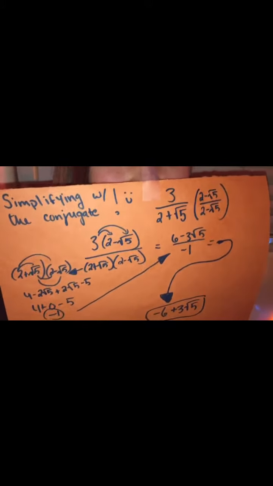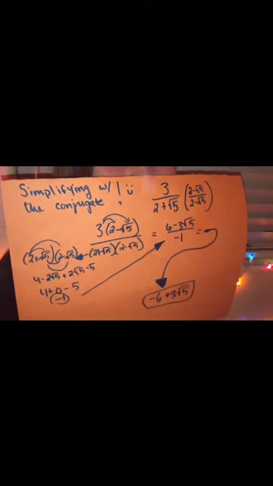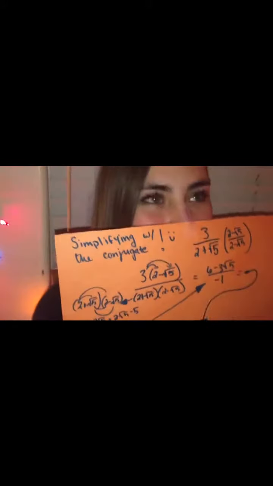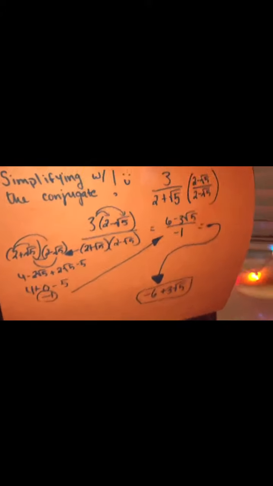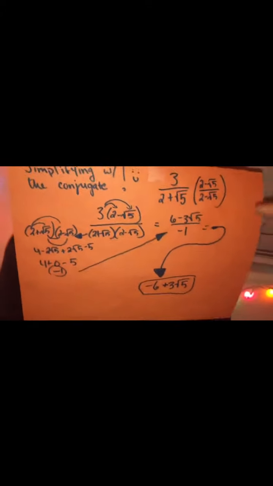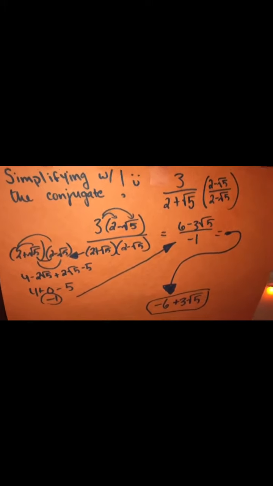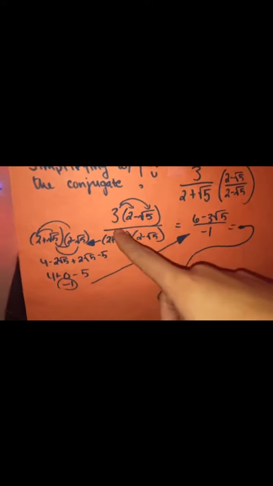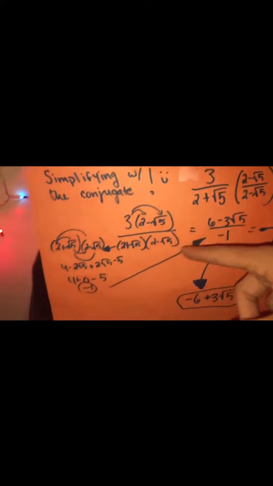Alright, simplify with the conjugate. So you have your problem: 3 over 2 plus square root of 5. So you have to multiply by a form of 1. So you do 2 minus square root of 5 over 2 minus square root of 5, which is 1. So you multiply that across, you get 3 times 2 minus square root of 5, and you get 2 plus square root of 5 times 2 minus the square root of 5.